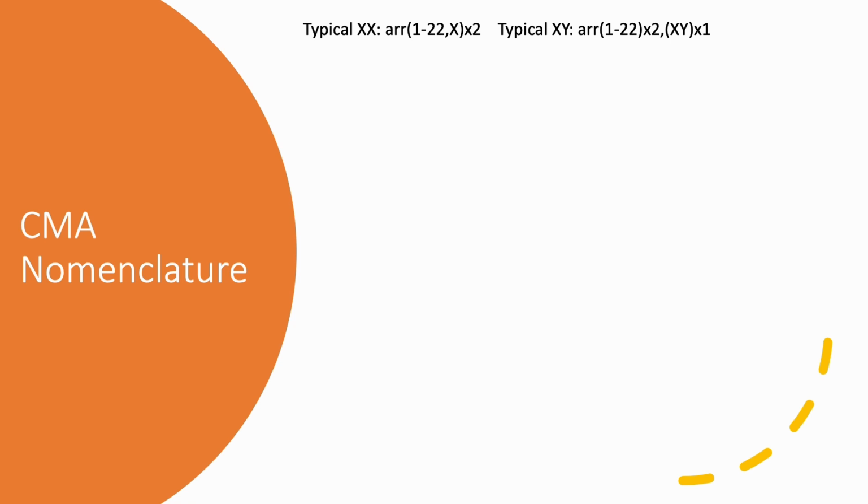For a typical female karyotype, it looks like this: ARR 1 through 22 X times 2. This means there are 2 copies of chromosomes 1 through 22 and 2 copies of the X chromosome. For a typical male karyotype, it appears as ARR 1 through 22 times 2 XY times 1. This indicates 2 copies of chromosomes 1 through 22 and 1 copy of both the X and Y chromosomes. The notation ARR stands for array, which signifies the use of microarray technology to analyze the genomic data.